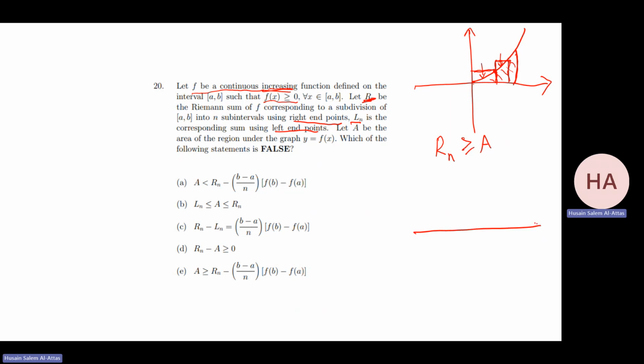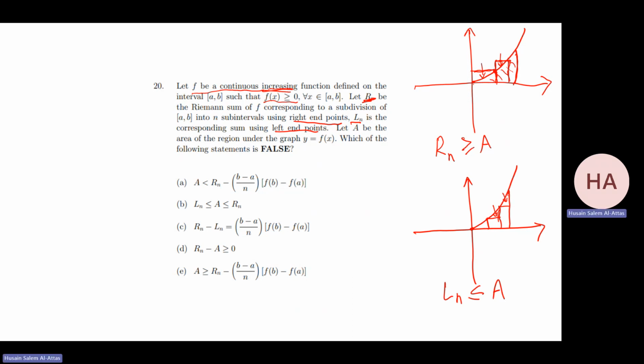Now, the function is increasing also, but I want to use now the left endpoint. Assume up to here. I want to use left. So the first one, I have nothing. The second one, I will use this area. The third one, I'll use this area. So this one is missing. So Ln will be less than or equal to A.